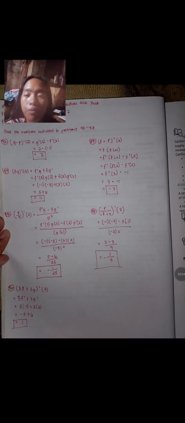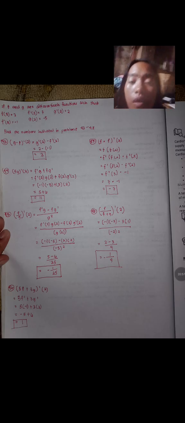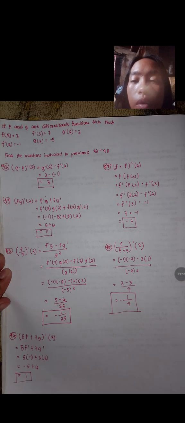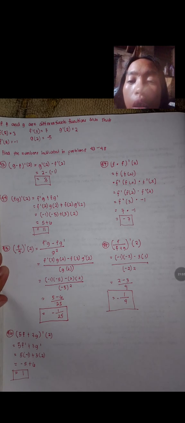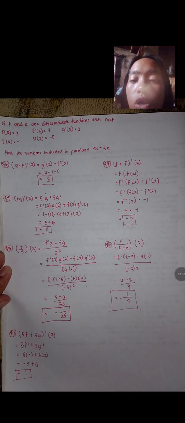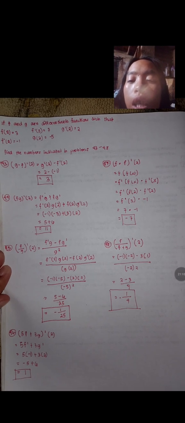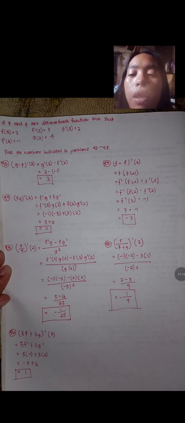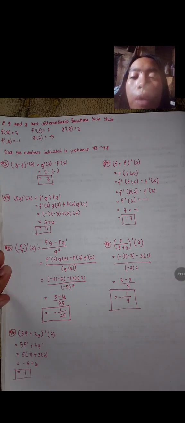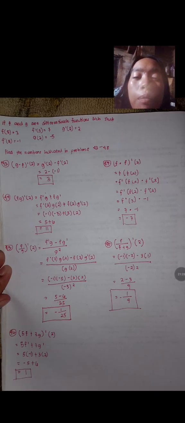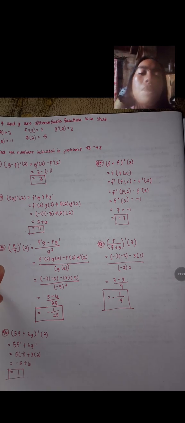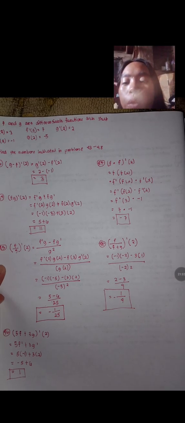Alright, so for the next problems, if f and g are differentiable functions such that f of 2 is equal to 3, f prime of 2 is equal to negative 1, f prime of 3 is equal to 7, g of 2 is equal to negative 5, and g prime of 2 is equal to 2. Find the numbers indicated in problems 43 to 48. So this is very easy since we just need to substitute the given values.